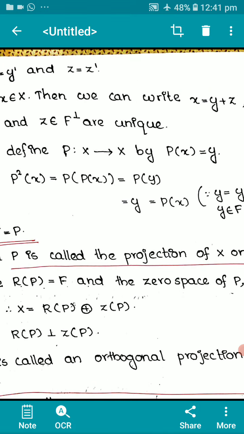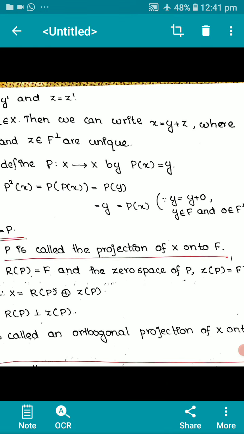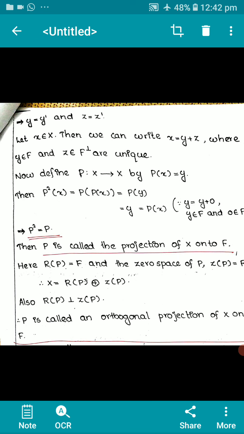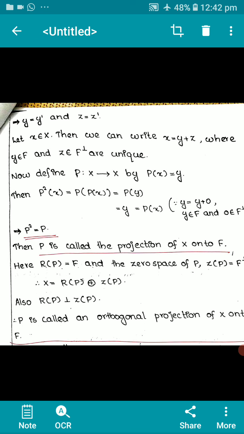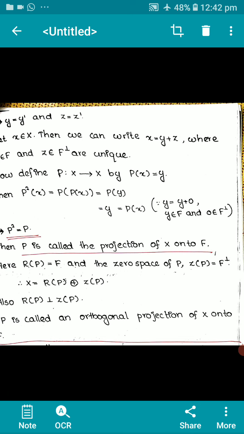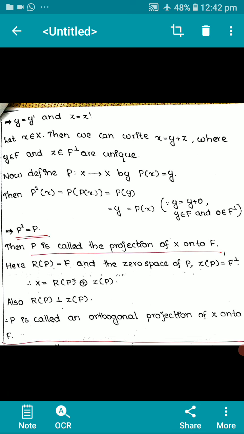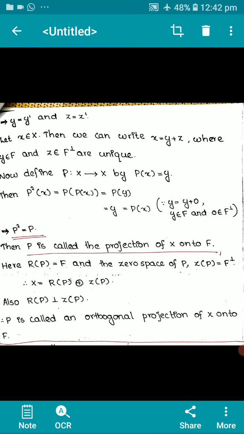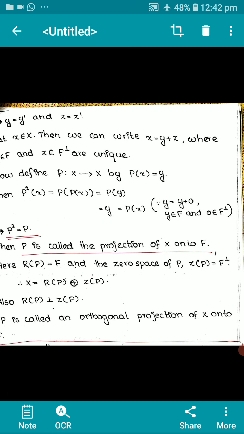What is P squared x? P squared x is P of Px. What is Px? It's y. So we need P of y. What is P of y? It's y, because y can be written as y plus 0, where y is in F and 0 is in F perp, and y is P of x. So ultimately P squared equals P. Very important, that part. And P is called a projection of X onto F. Here the range of P is F and the null space of P, that is Z(P), is F perp, so X can be written as the direct sum of R(P) and Z(P), and R(P) is orthogonal to Z(P). P is called an orthogonal projection of X onto F.